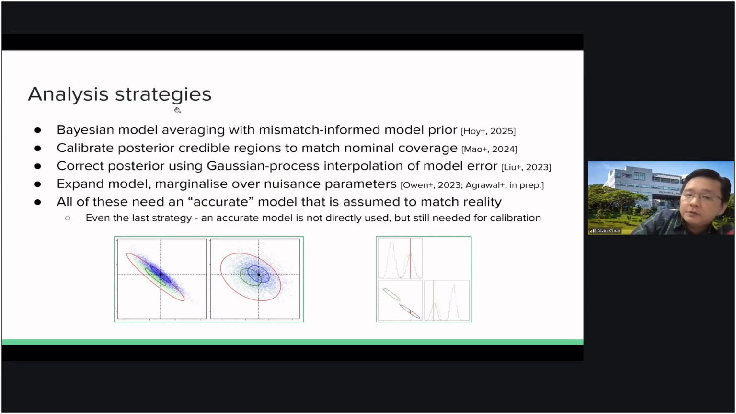The point is that all of these analysis strategies, ultimately, you would still need an accurate model that is assumed to match reality. And this is needed in order to calibrate your answers against. Even this last strategy, where it's kind of agnostic in the sense that you expand a waveform model with some nuisance parameters, and then you include those nuisance parameters in the inference, in the analysis, and then marginalize over them. So this doesn't really assume any true signal model, but even in that case, even though you don't use an accurate model directly, you still need it for calibration.